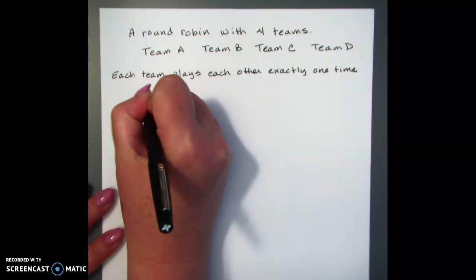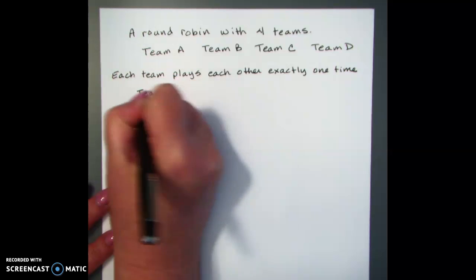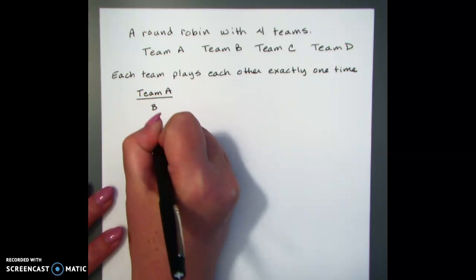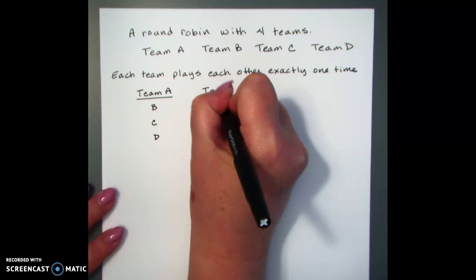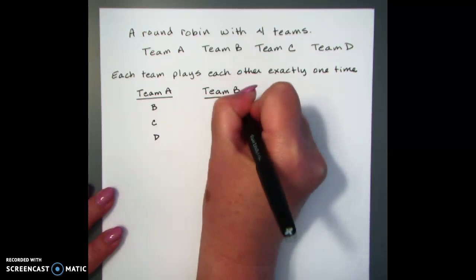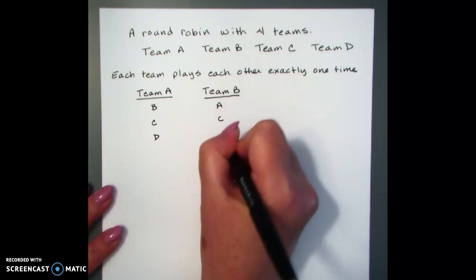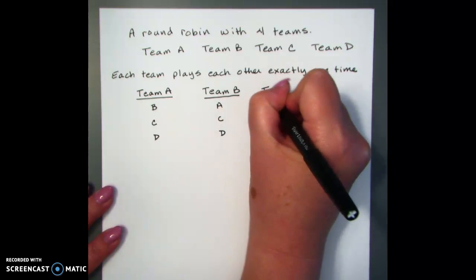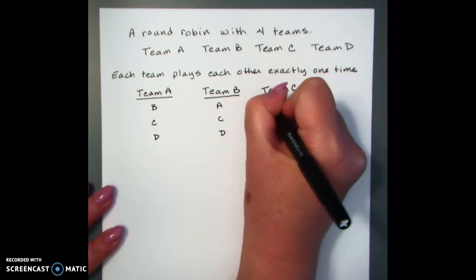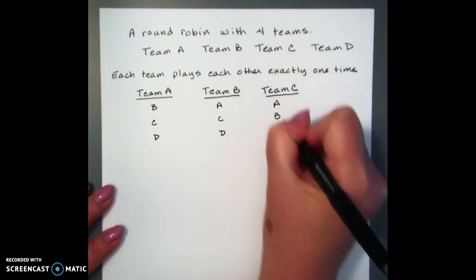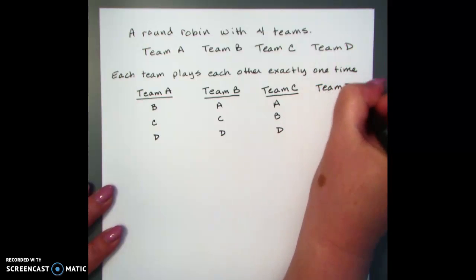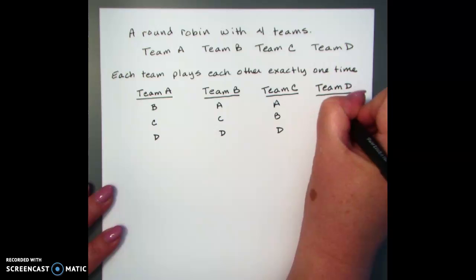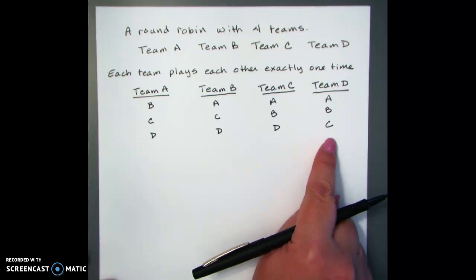So for example, if you talk about team A, that means that they need to play team B, team C, and team D. And then you have team B, and they have to play team A, team C, and team D. And then you have team C, and they have to play team A, team B, and team D. And then you have team D, and they have to play team A, team B, and team C. So if we did it this way, that means that there would be 12 games.